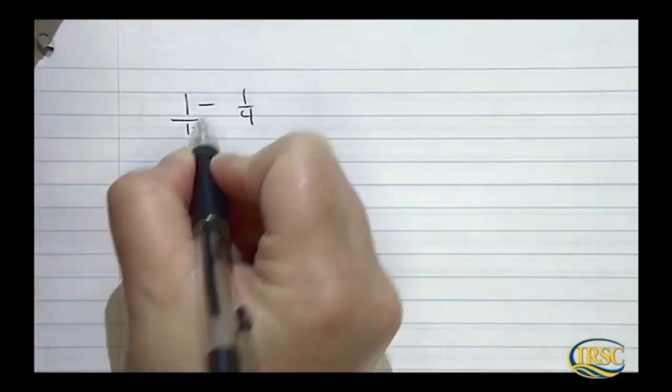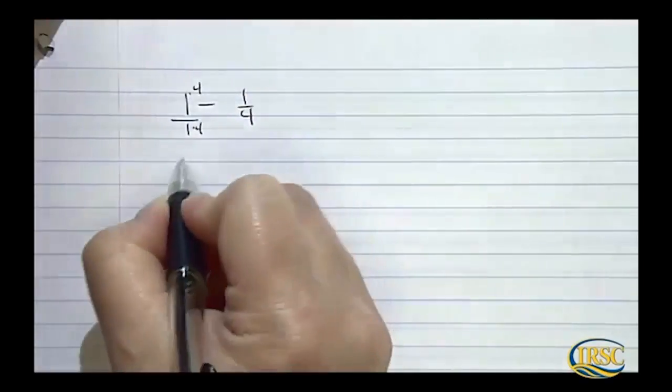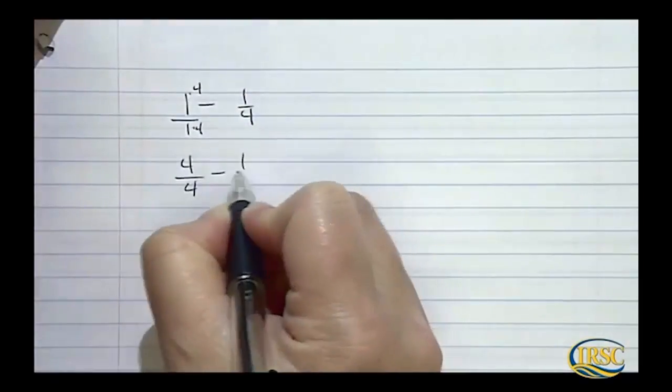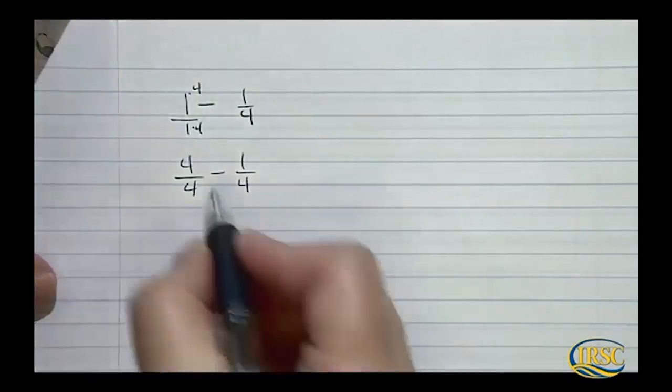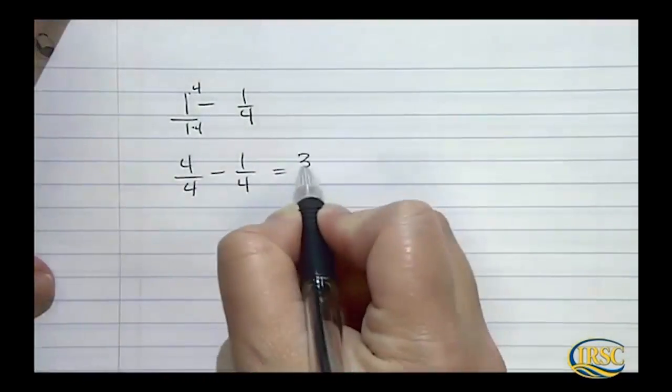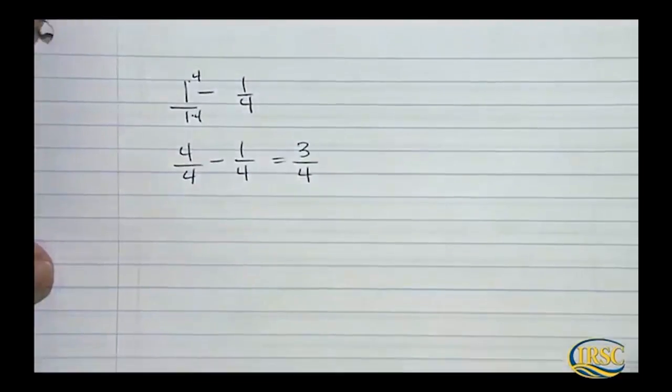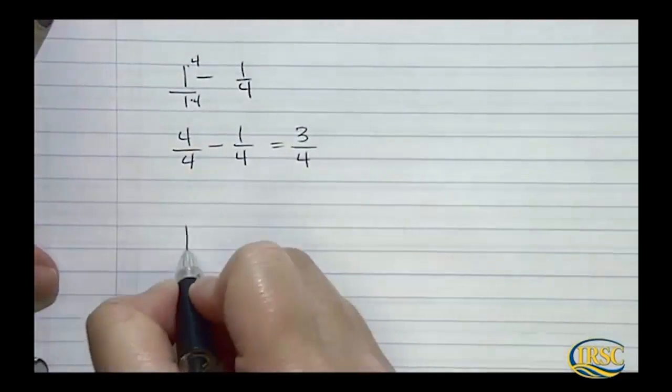But whatever you multiply to the bottom, you always multiply to the top. So you have 4 over 4 minus 1/4. I just want to show you a pattern with the number 1, and it can give you a shortcut later down the line. So then 4 minus 1 is 3 over that common denominator, 4.